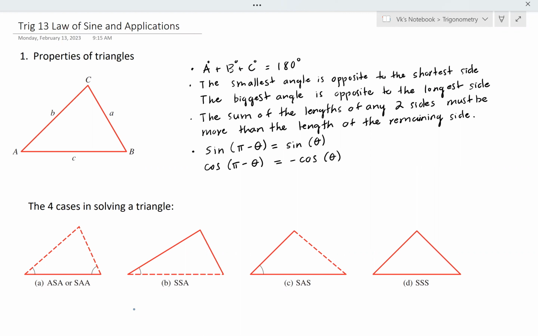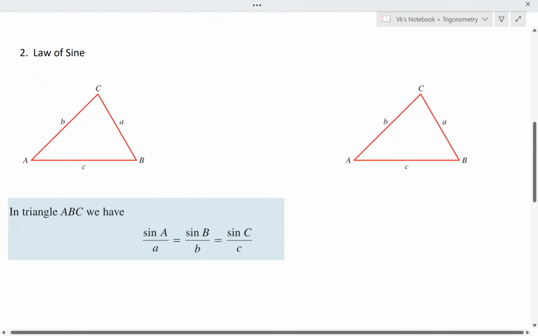In case three, we have two sides and one angle. The angle is between the two sides. And in case four, three sides are given. The first two cases can be solved using law of sine. The last two cases, we have to use law of cosine. Let's take a look at law of sine.